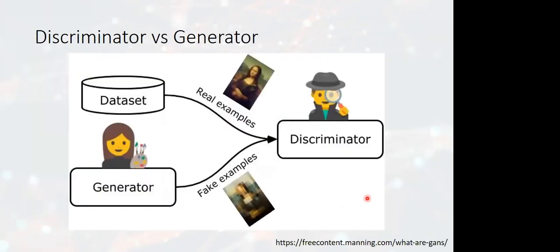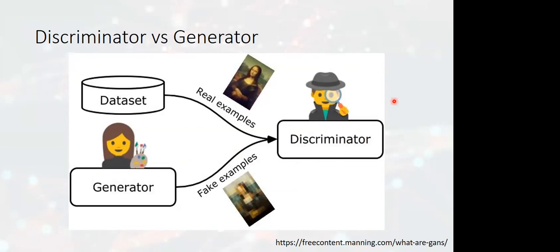And this is basically what's happening under the hood. We have a data set from which we can take real examples, and we also have a generator which tries to produce fake examples with the sole intent of fooling the discriminator. The generator is basically a con artist, and the discriminator is basically an art connoisseur or something.